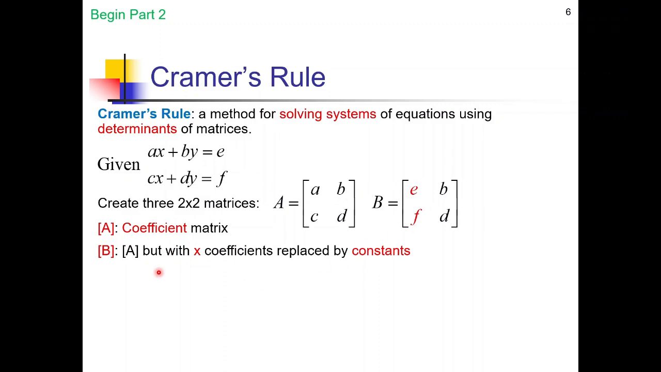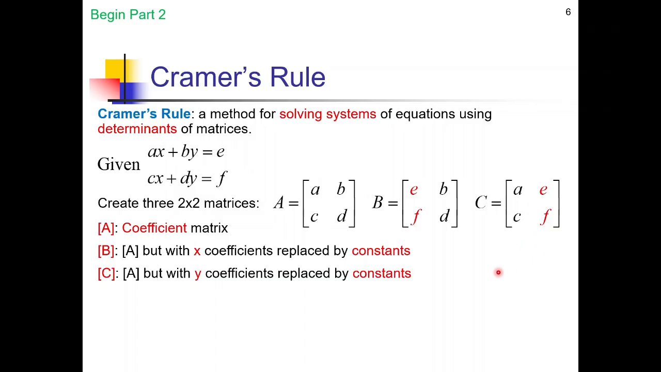Now we're going to make a third matrix. We'll call it C, and this is A, but you might guess what I'm going to say here, with the y coefficients replaced by constants. So my C matrix, I'm going to have an A and C in the beginning now, but instead of a B and D, I'm going to use the E and the F for the y coefficients.